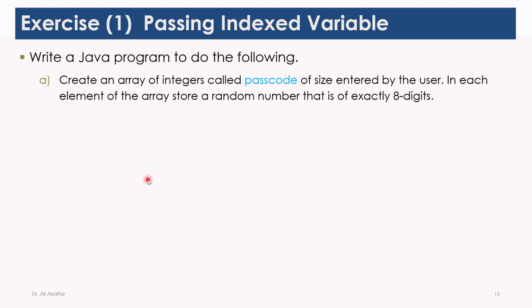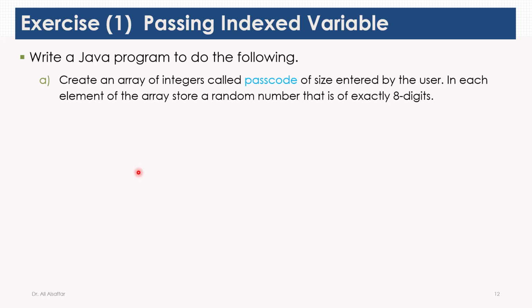To pass index variables to methods, we are going to solve two exercises. In the first exercise, we will show you how to pass an index variable as a primitive data type. In the second exercise, we will show you how to pass an index variable that is class-based, which is an object. Let us first solve the first exercise.